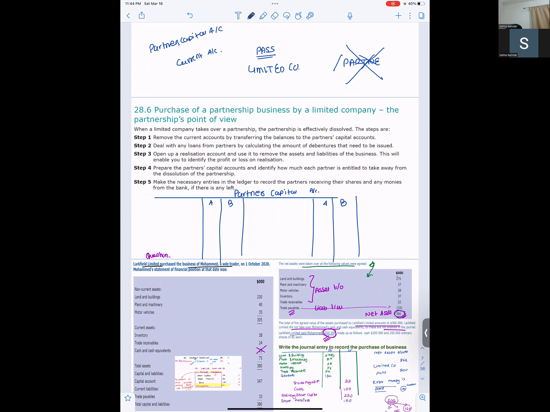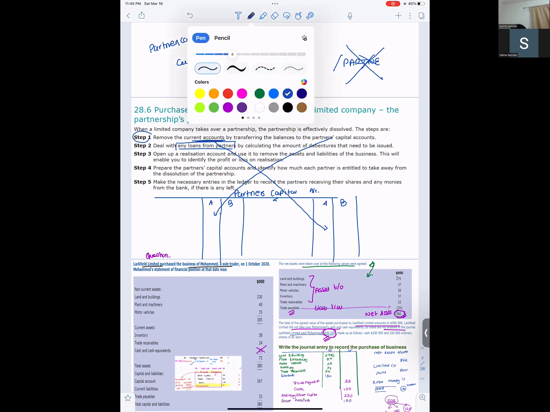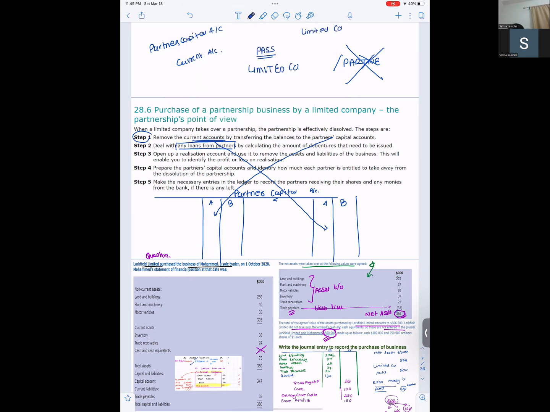So if you have to prepare a partner's capital account, the first thing you will do is, if you have any partner's current account balances, you will transfer them to their capital accounts. Second, you will deal with loans from partners. The limited company is going to give some percentage debentures to those partners who have given any loan to the partnership, in such a way that the interest on debentures will be equivalent to the interest on loan. So you deal with the loan from partners by calculating the amount of debentures that you will issue.